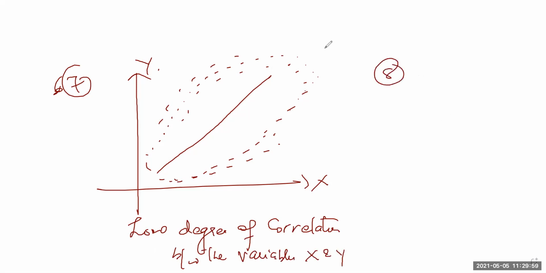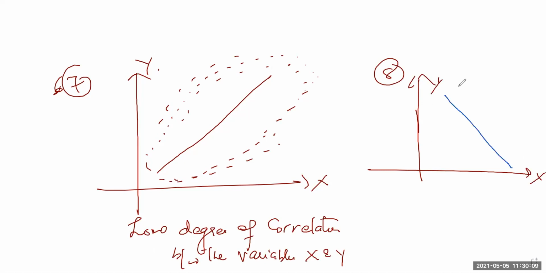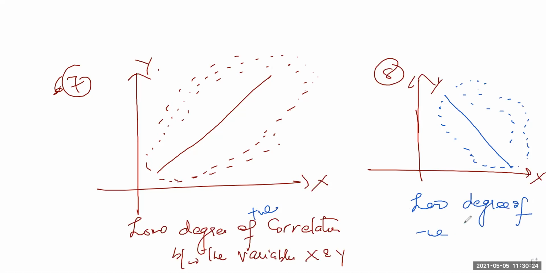And number 8, x and y are the same. We have this line as r is equal to -1. And the points that cluster are moving far away. Okay, it means this is a low degree of positive correlation, this is a low degree of negative correlation. This is a low degree of negative correlation, right?